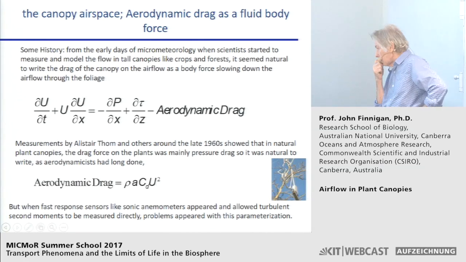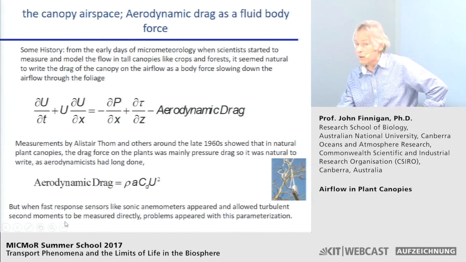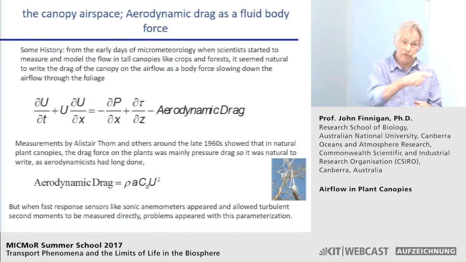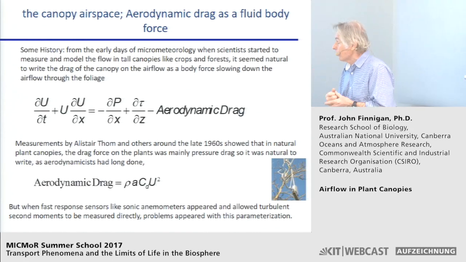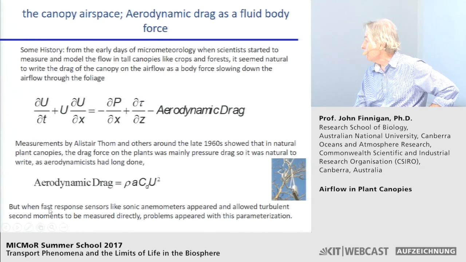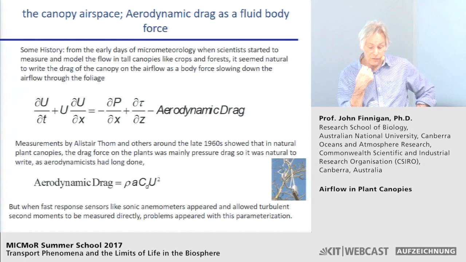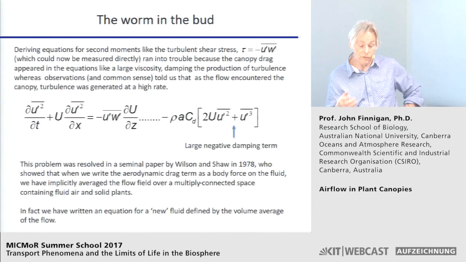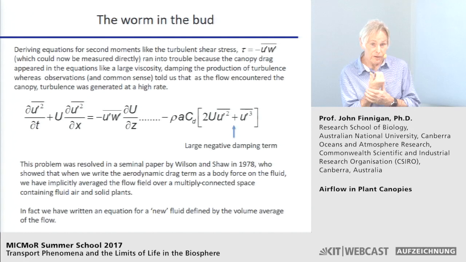But when we got fast response sensors like sonic anemometers, which can track very fast fluctuations in wind speed by bouncing sound pulses around a closed path, you could measure things like the shearing stress directly, these covariances. Problems start to appear with this parameterization, because if you can measure the second moments, the products of fluctuations, it becomes natural to write an equation for them.